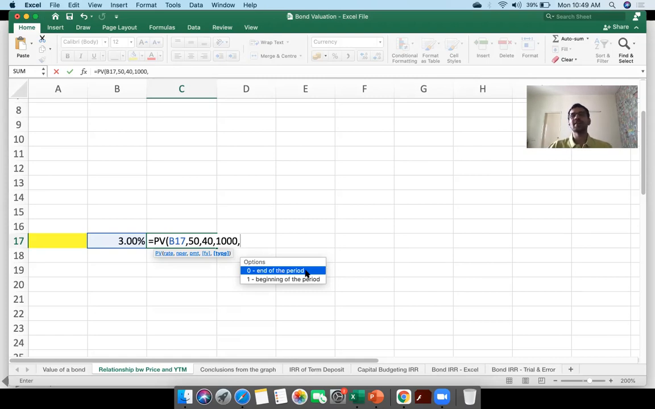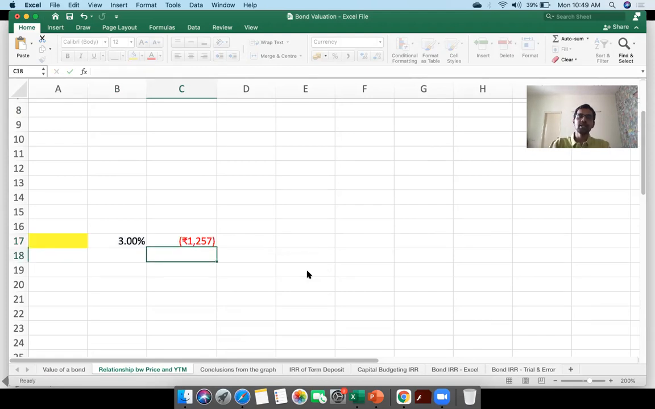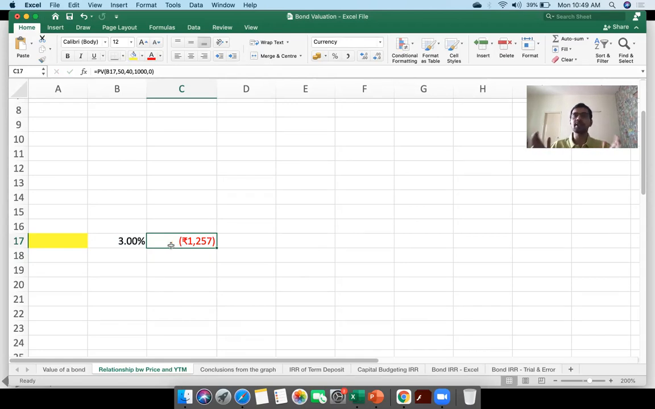Whereas in case you're solving an insurance kind of problem, where premiums are generally paid at the beginning of each year, you're supposed to select 1. But for us in the subject matter, we are required to select 0. So I've calculated the intrinsic value, and this intrinsic value is also the price of the bond, because I've assumed that the market is in equilibrium, where price is equal to intrinsic value.